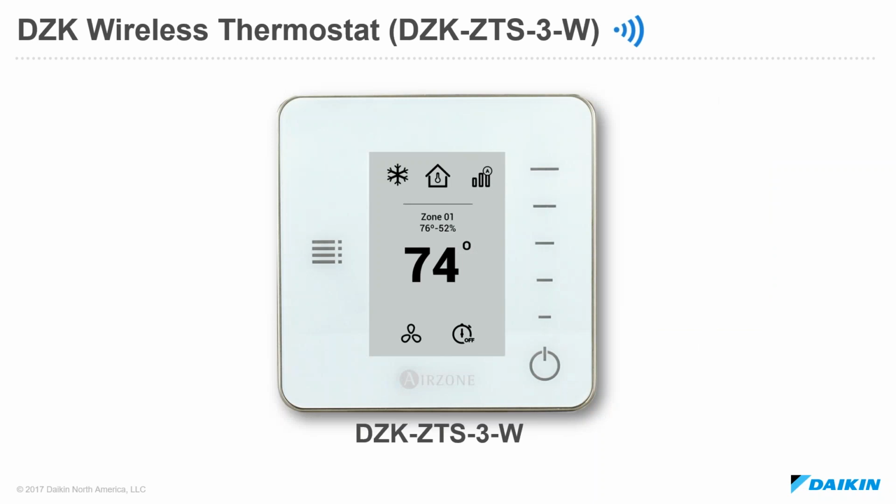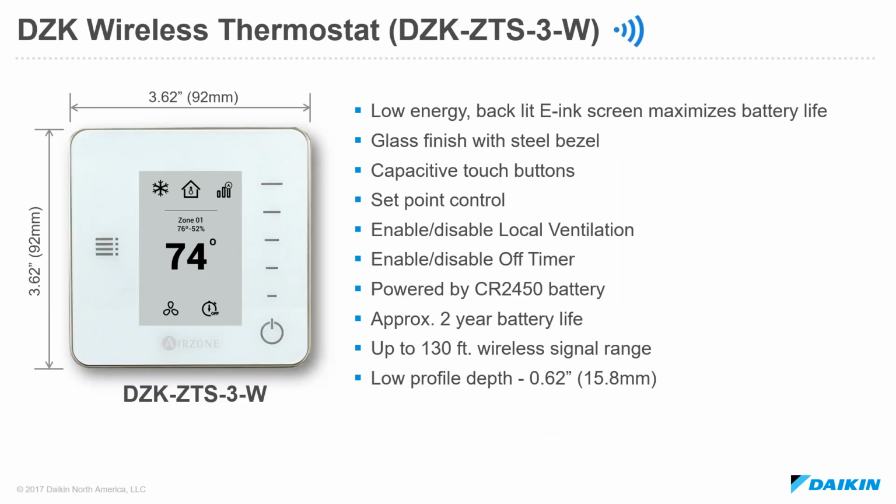So the primary wireless thermostat for the DZK is the DZK ZTS3-W. So we call this the DZK wireless thermostat. And in regards to form factor, it matches the same dimensions and depth of the main wired thermostats, 3.62 by 3.62, and it's about 15 millimeters deep. But this is a low energy e-ink screen that's backlit. So the idea here is to maximize the battery life.